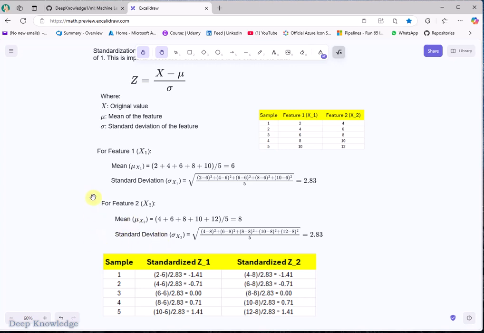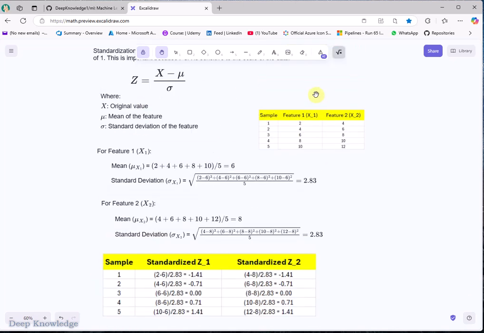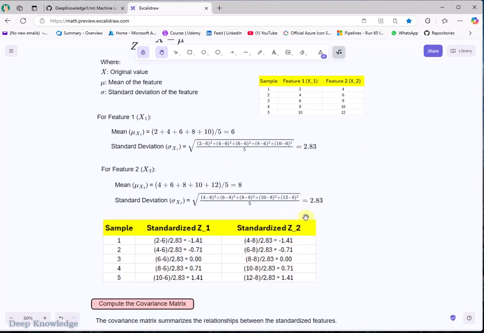And the standard deviation is computed from the values, for instance, 2 minus the mean, squared, plus the second value, for instance 4 minus the mean, which we call mu, which is 6, and all of this divided by the number of samples. We will do it for each feature. Because here we have only two features, feature 1 and feature 2, we have only mean 1, mean 2, and standard deviation 1, standard deviation 2.